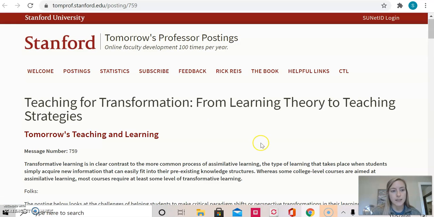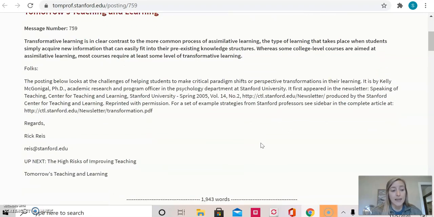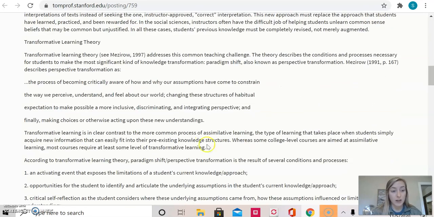I actually linked this to a really cool blog from someone at Stanford. One of my favorite parts about this blog is that as this person defines perspective transformation, they say in this last line, and finally, making choices or otherwise acting upon these new understandings. For me, that really drove home the point that transformative learning is action-oriented and ultimately has the ability to change our behavior across time.